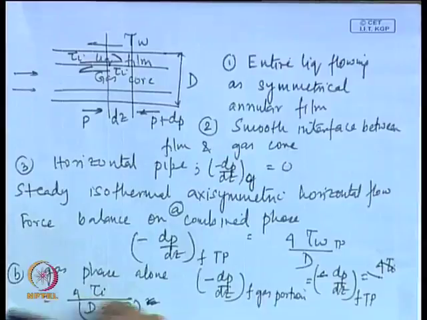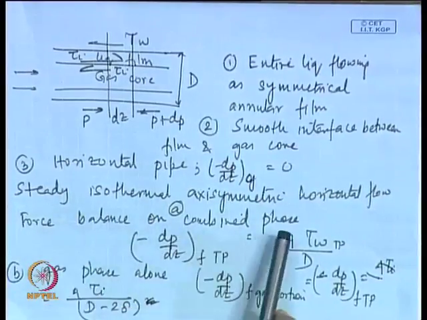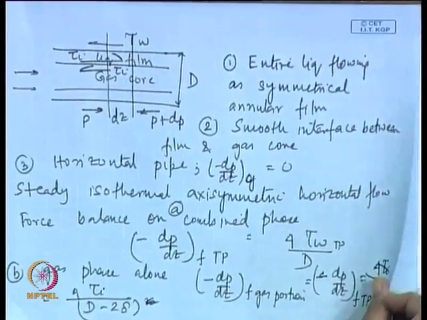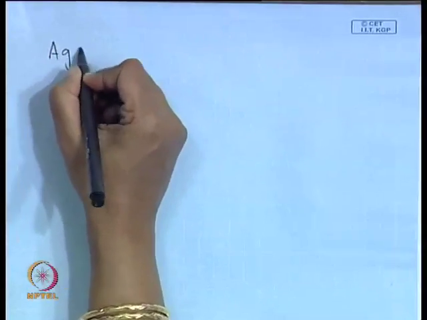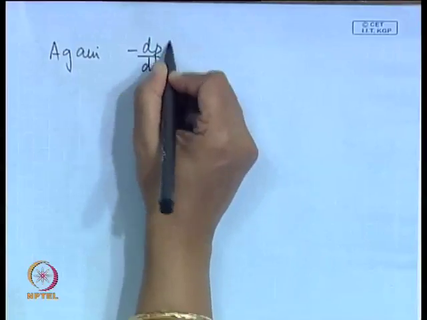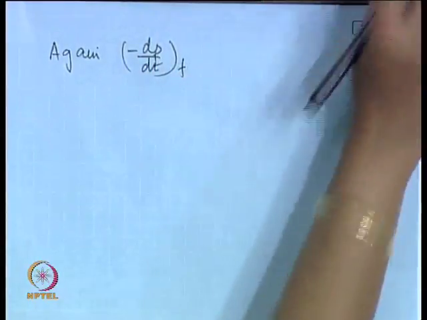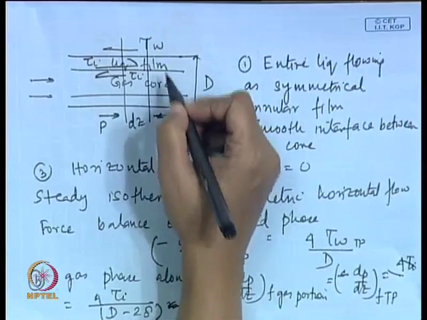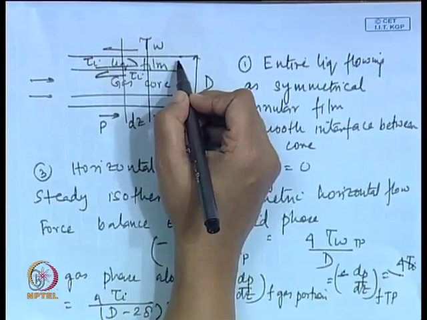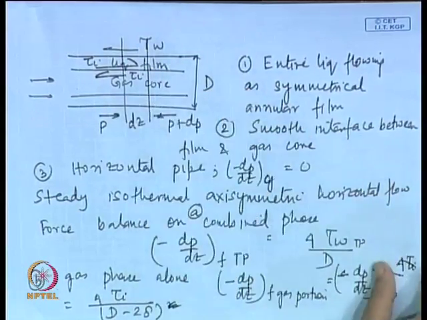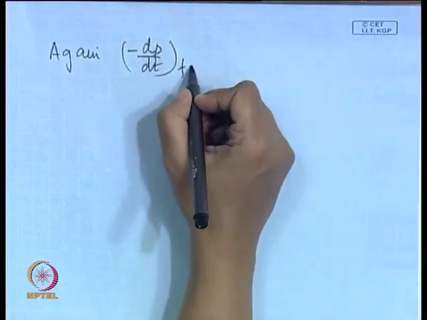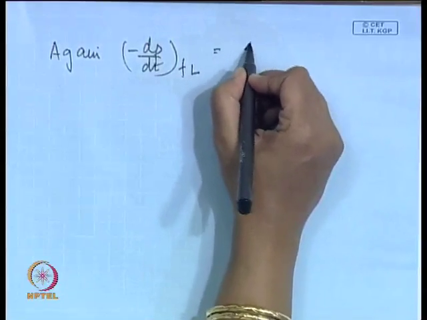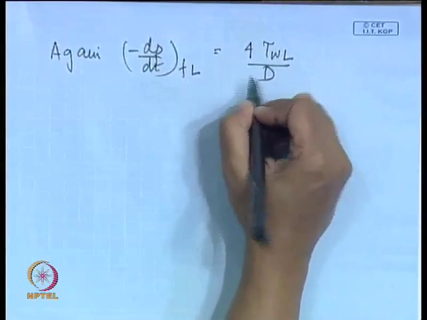So, from here what do we get? From this particular horizontal flow, from force balance on the combined phase and from force balance on the gas phase, we have obtained two expressions. Okay. Again we know minus dP/dz frictional when this particular liquid is flowing alone in the pipe. Once we have the liquid flowing alone in the pipe and the liquid flowing as the film, the moment we get the two expressions of pressure gradient, we can divide one by the other and obtain phi L square. So, this dP/dz frictional for liquid flowing alone in the pipe would be equal to 4 tau W L by D.